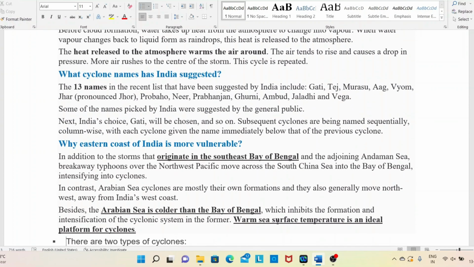Let's see why the eastern coast of India is more vulnerable to cyclones. These points are very important.